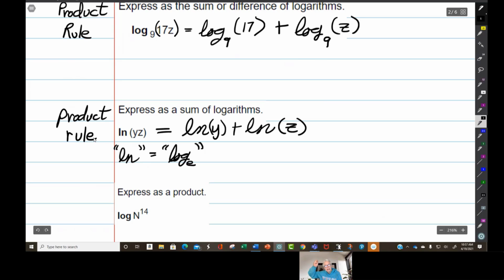Something you're going to have to kind of beat into your heads is that e is a number. It's not a variable, it's a number.